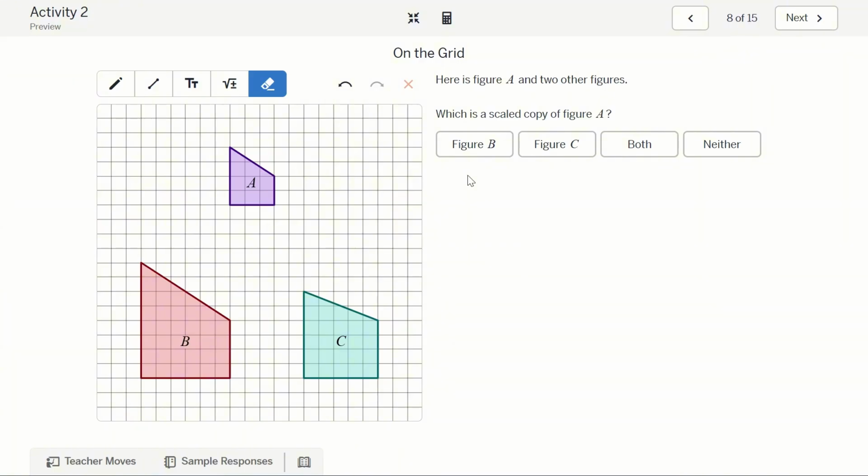Group 6, what did you guys decide on? Group 5? Group 4, what did we decide on? You decided on both? Okay, group 3? Group 2? B? Oh, you said C was the scaled copy? Okay, and then group 1. Okay. Ladies and gentlemen, the correct answer is figure B is the scaled copy.